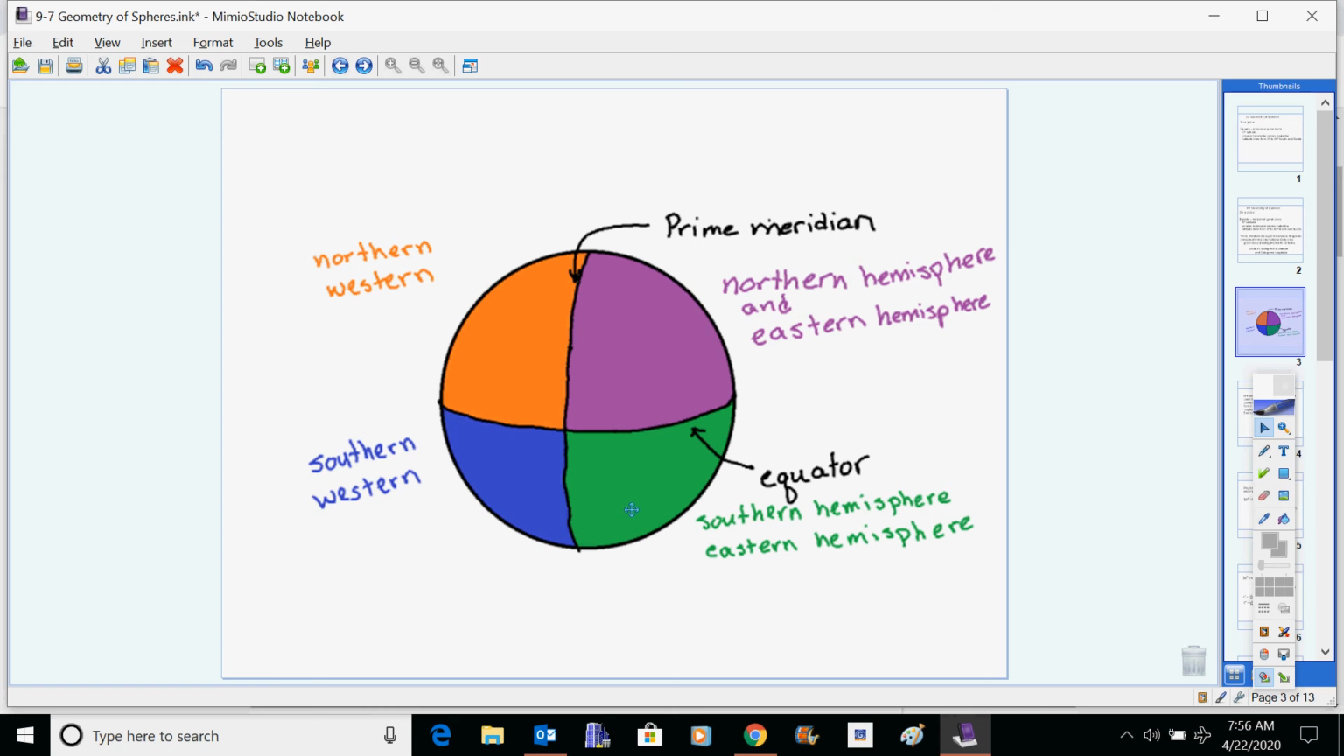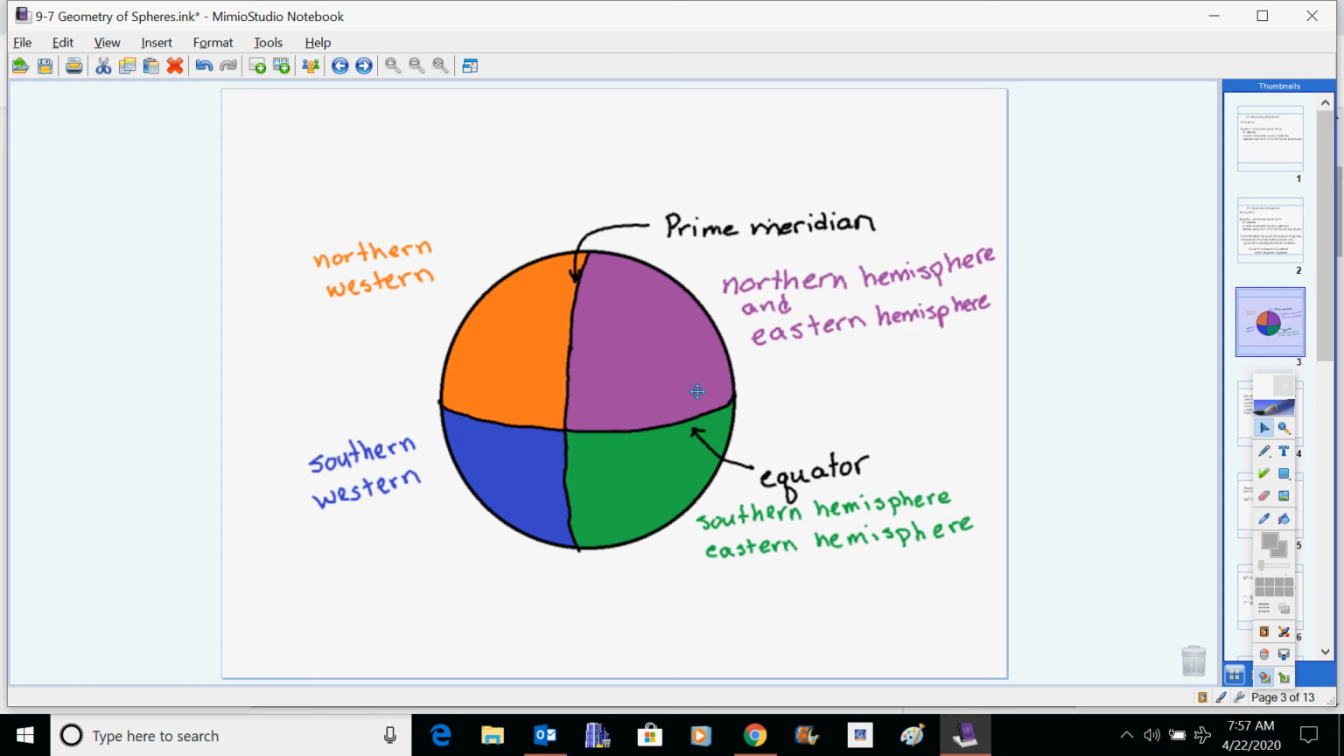Hemi meaning half, so half, and you've heard about the northern and southern hemisphere. We also have an eastern and a western hemisphere, and that's divided up by the prime meridian, that imaginary line that goes through Greenwich, England. So we have the eastern hemisphere and the western hemisphere.